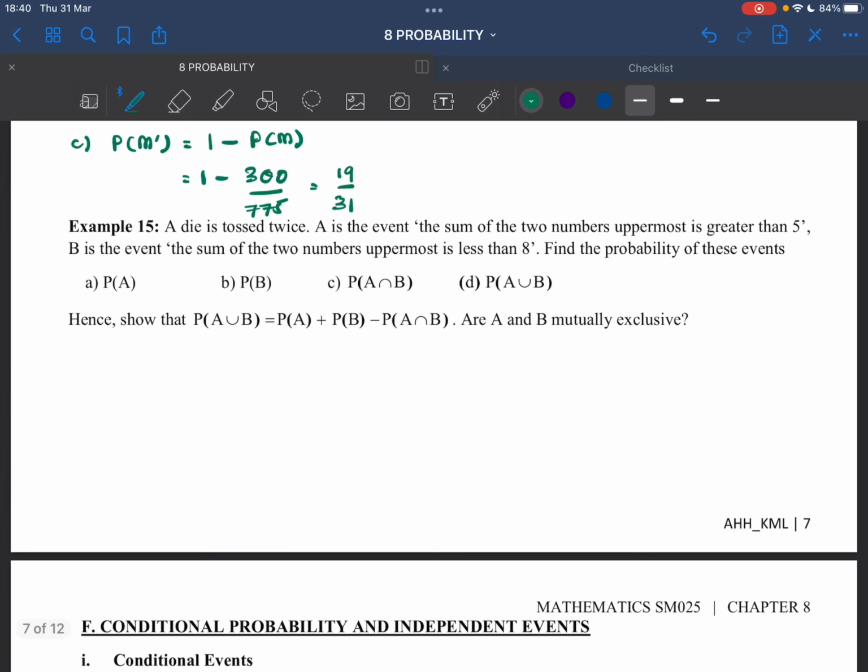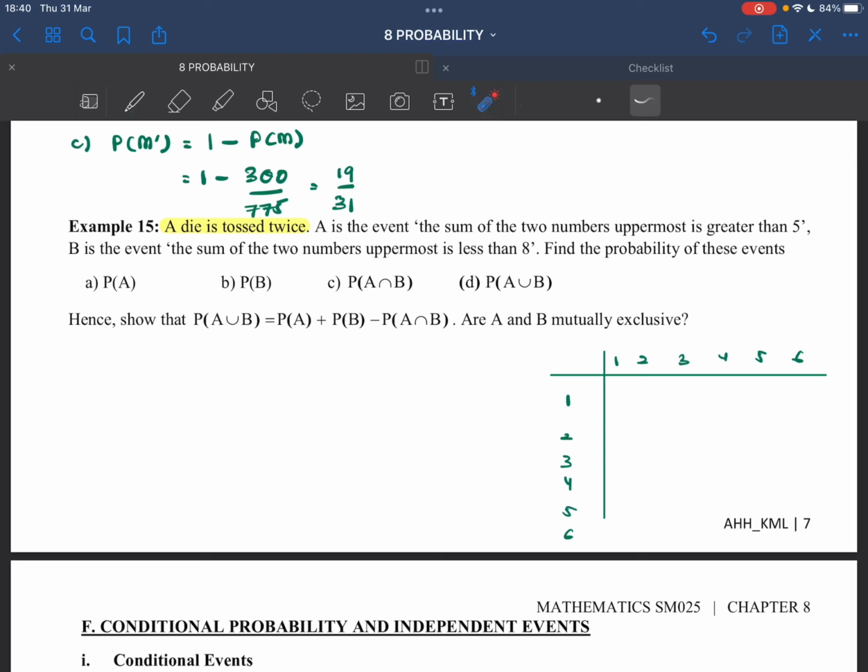Now for this question, you can try it by yourself. A dice is tossed twice. What you are going to do is the same thing as the previous video. We have to do this thing here, so it's easy to find whatever the question wants. 1, 2, 3, 4, 5, 6. 1, 2, 3, 4, 5, 6. What does the question want?